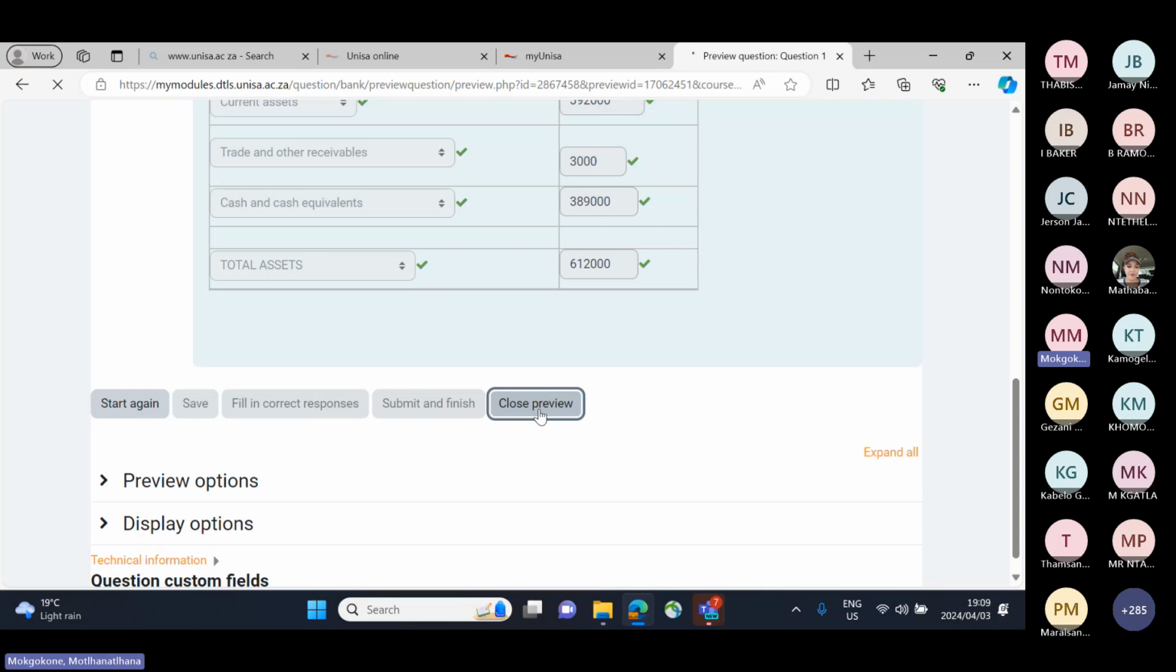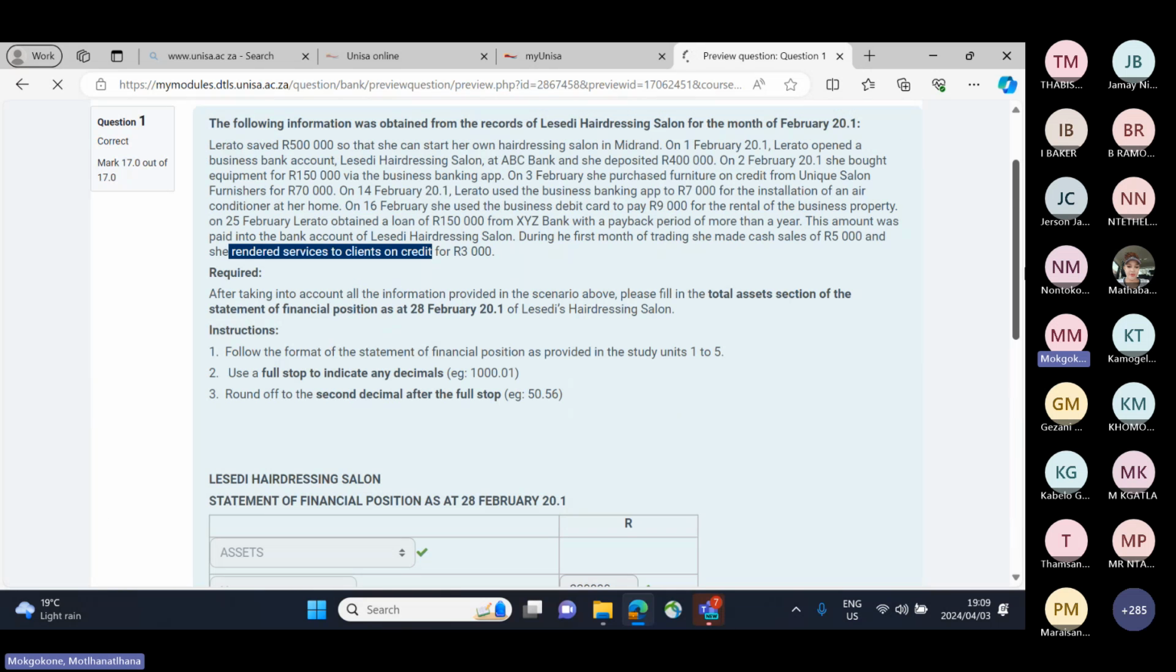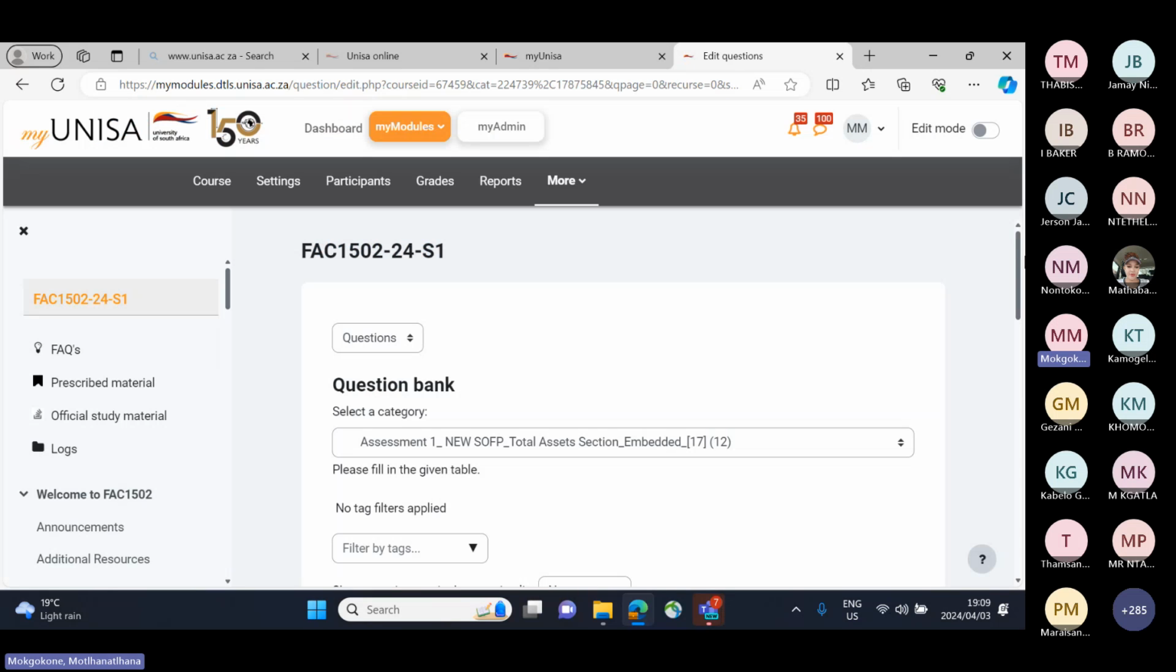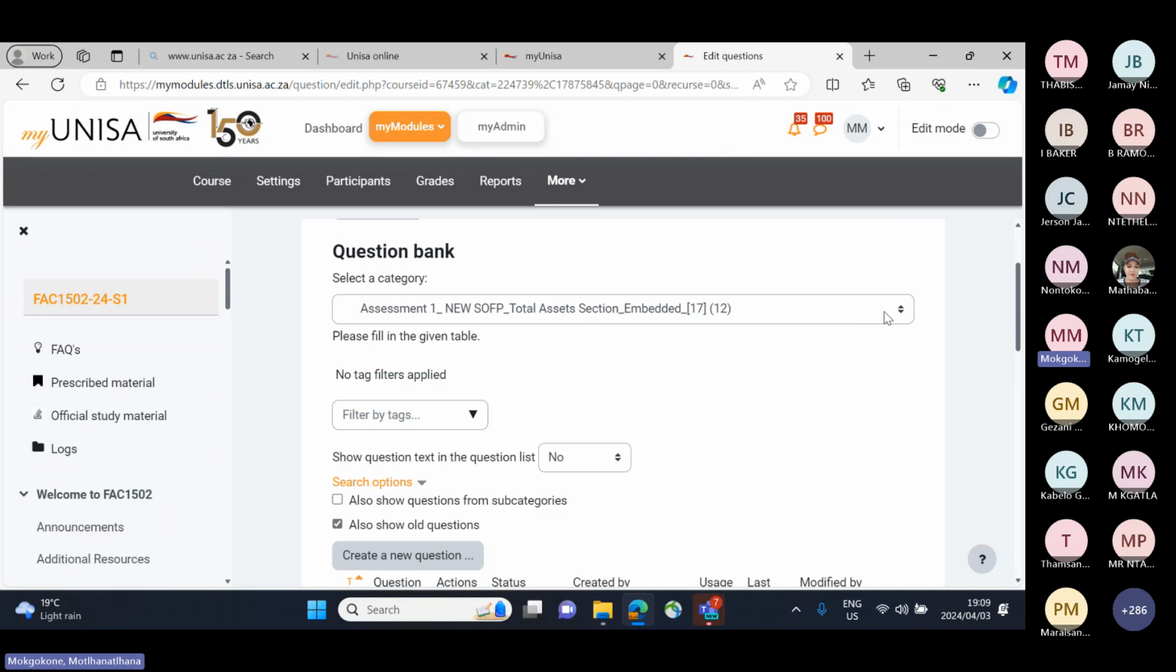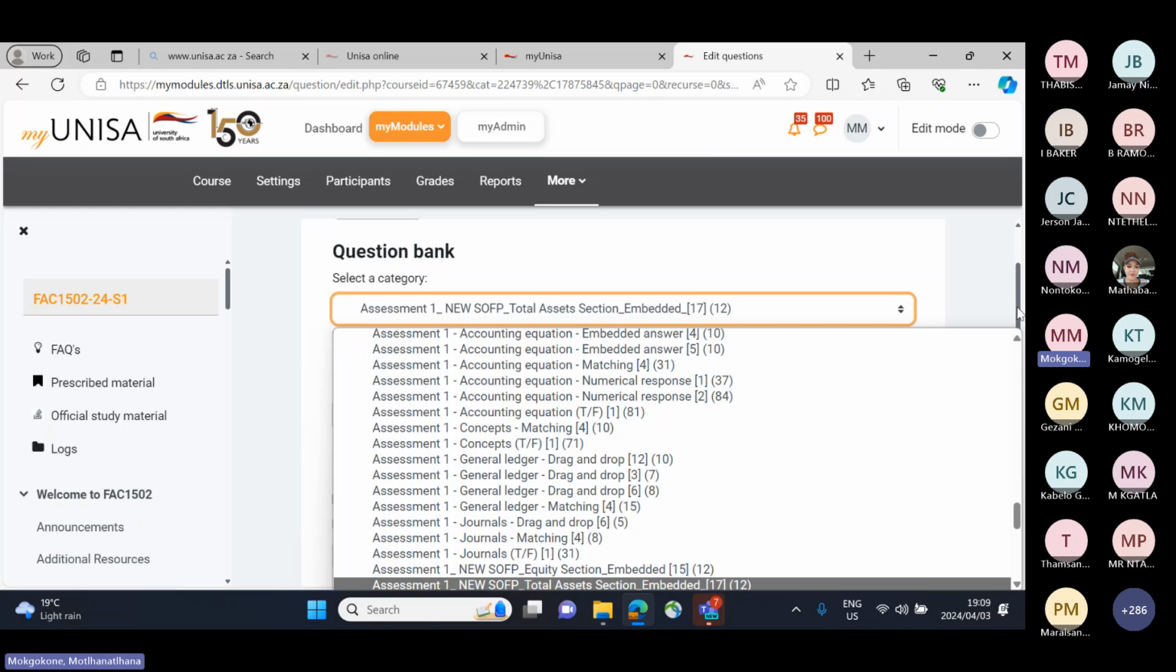While still waiting for the system, I don't think there is any difficulty on this question because the 500,000 is the money saved by Lerato, then it will not affect our business bank account because out of the 500,000, she deposited 400,000 into the business bank account. Let me check another one the students struggled with in the assessment.